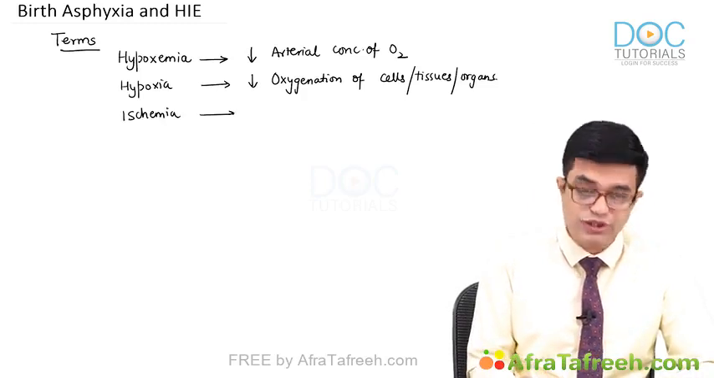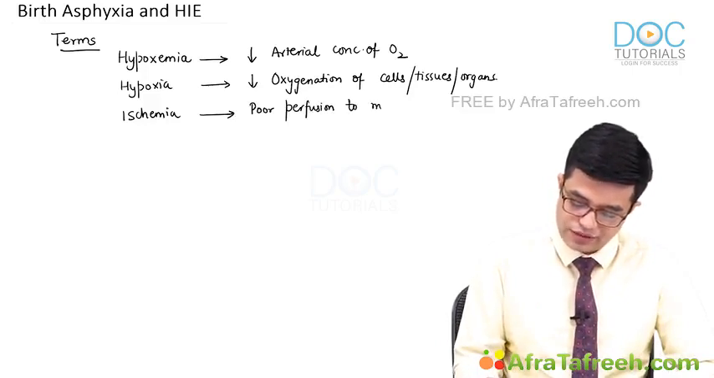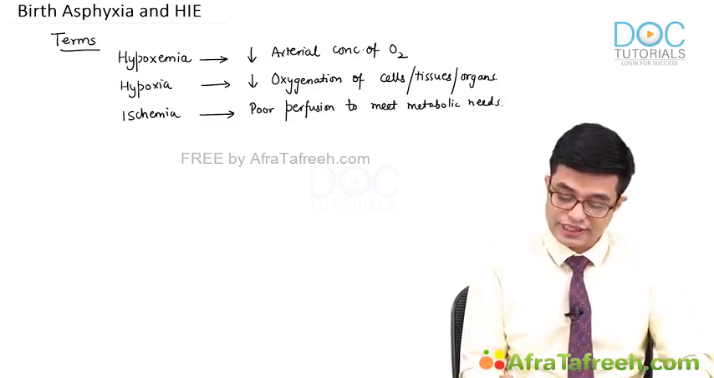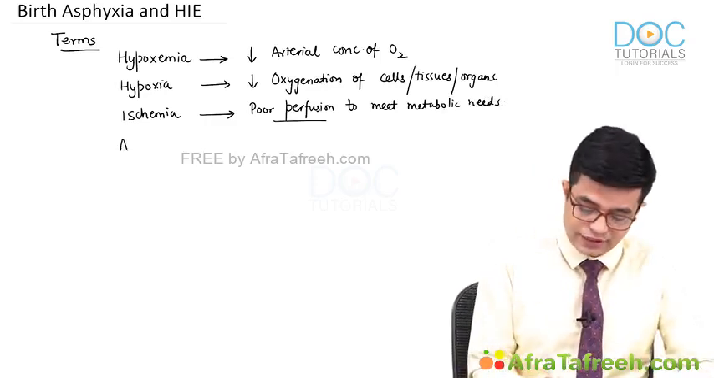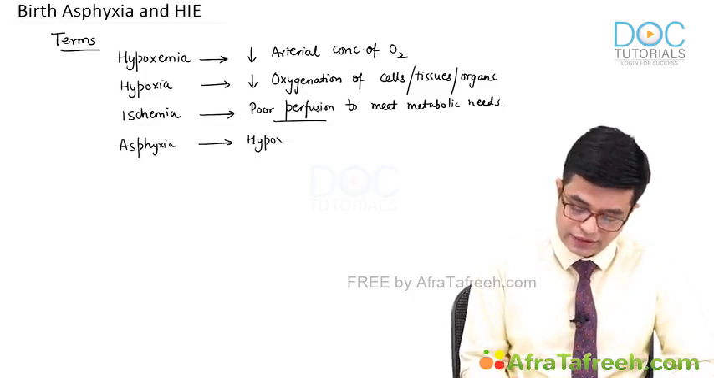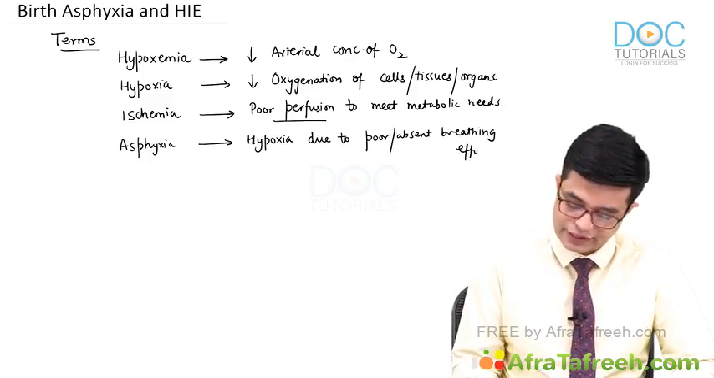What is ischemia? Ischemia refers to perfusion, right? So poor or inadequate perfusion to meet the metabolic needs of the body. Perfusion which is not sufficient to meet the metabolic needs of the body, that is called ischemia. And fourth is asphyxia. Asphyxia is related to breathing efforts. So whenever there is hypoxia due to poor or absent breathing efforts, we call it asphyxia.